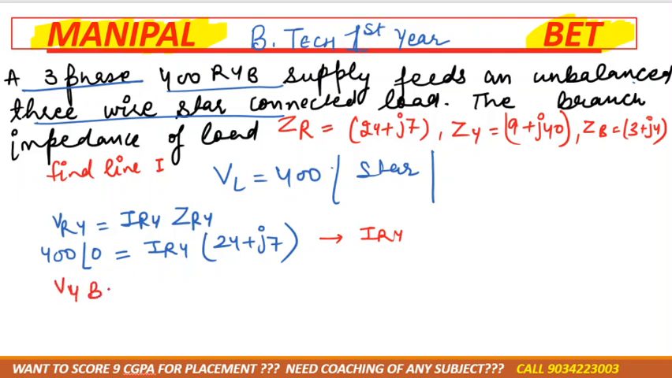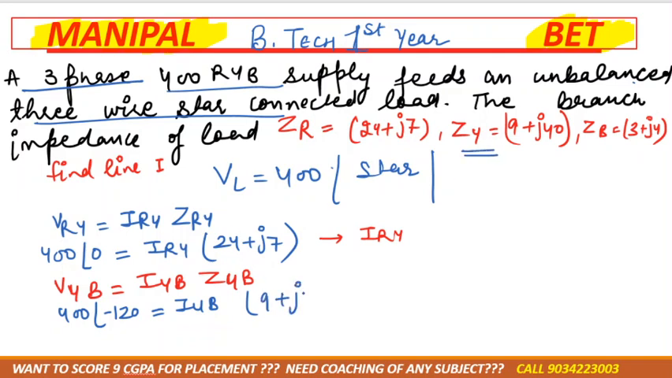Similarly, as you know the other formula, VYB is equal to IYB into ZYB. VYB is 400 angle minus 120. IYB we need to calculate. ZYB they have given, that is 9 plus J40. So from here can we calculate IYB?